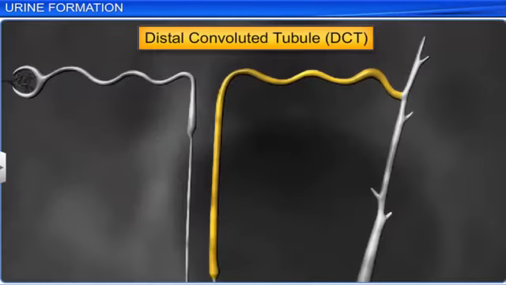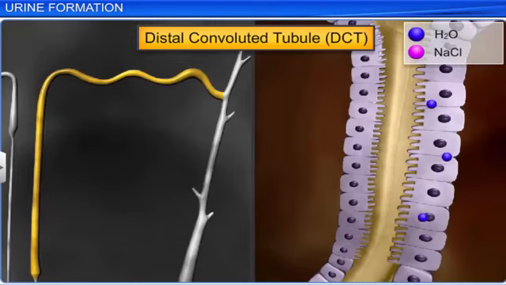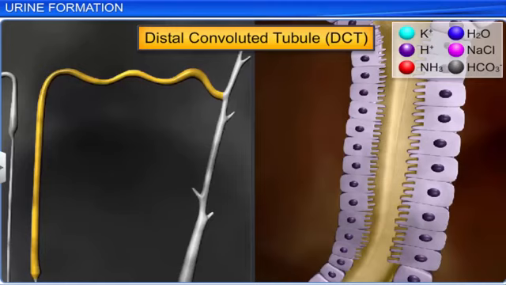Henle's loop is followed by the distal convoluted tubule, where conditional reabsorption of water and sodium occurs. This region helps maintain the sodium-potassium balance and pH level in the blood by reabsorbing bicarbonate and selectively secreting potassium and hydrogen ions and ammonia.